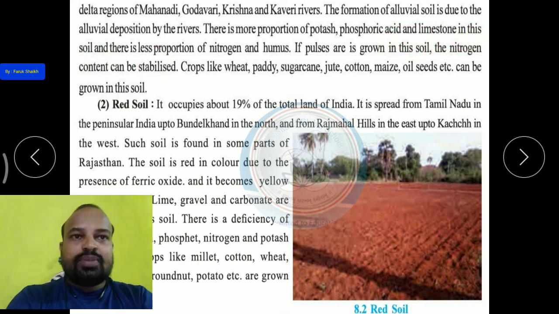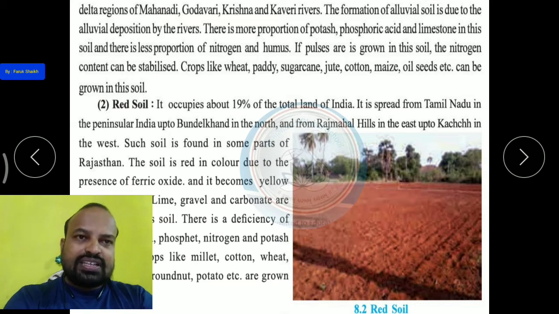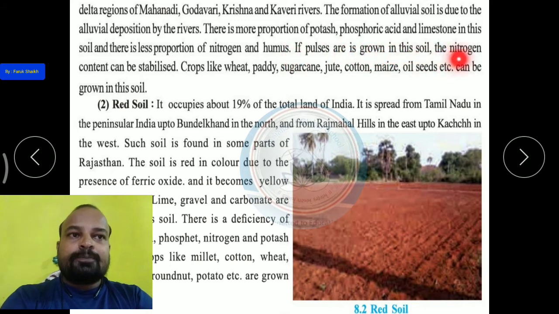So what is available in this? Underline. In the alluvial soil, potash, phosphoric acid, and limestone are available in higher proportion, and there is a lower proportion of nitrogen and humus. In this soil, there is less nitrogen and humus. If pulses are grown in this soil, the nitrogen content can be established.